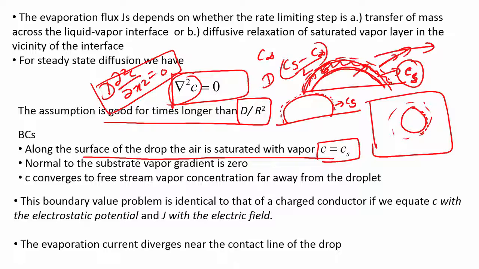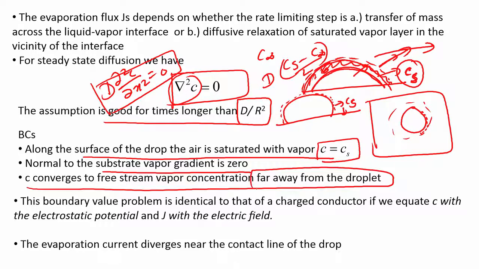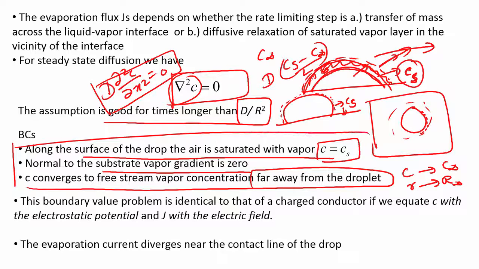On the other side of the interface, normal to the substrate, the vapor gradient is 0 because of no penetration. We are assuming that this vapor does not get absorbed on the surface. And C converges to the free stream concentration far away, that means C goes to C infinity when R approaches R infinity. So, these are the cases that we have.